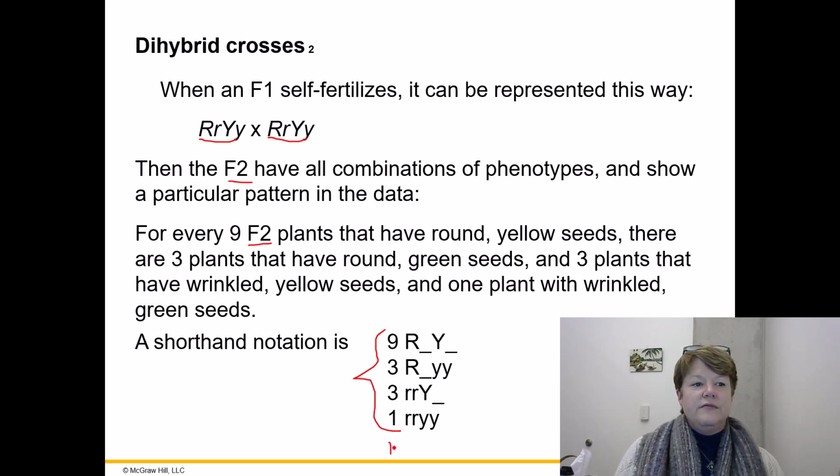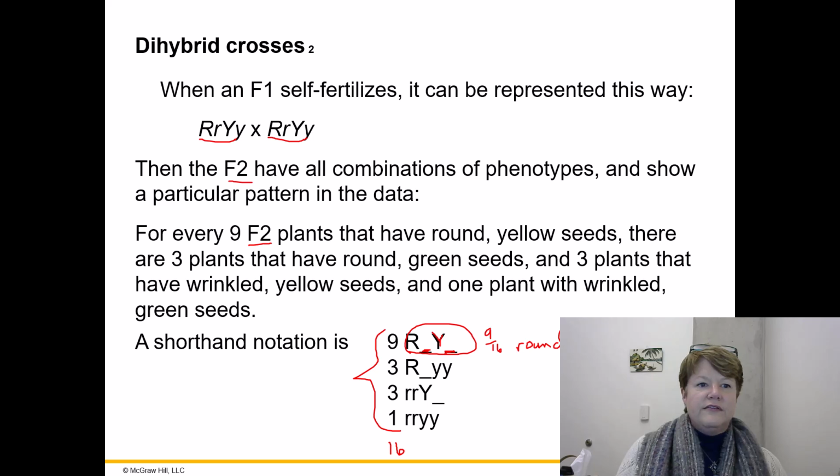Out of 16 possible combinations, 9 of them will follow this genetic pattern, meaning they'll have one big R, and then the blank means this could be a big R or a little r. And they will also have one big Y, and the blank means this could be a big Y or a little y. And when I use this shorthand, what I'm saying is that 9 out of 16 offspring are going to have round, because big R is round, yellow seeds. Yellow is dominant too. Big Y is yellow.